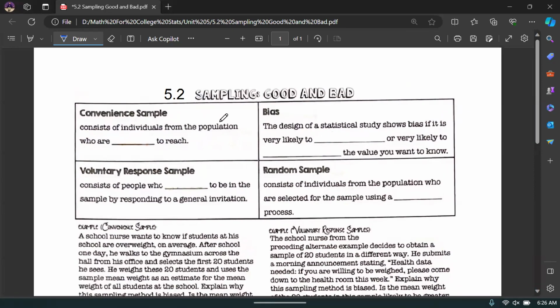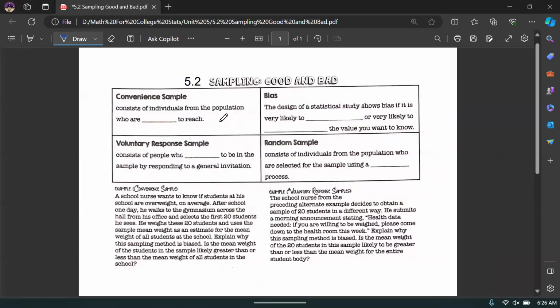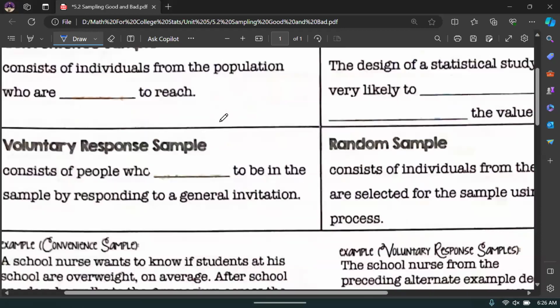Convenient sample, first type of sampling method. Convenient sample consists of individuals from the population who are easy to reach.